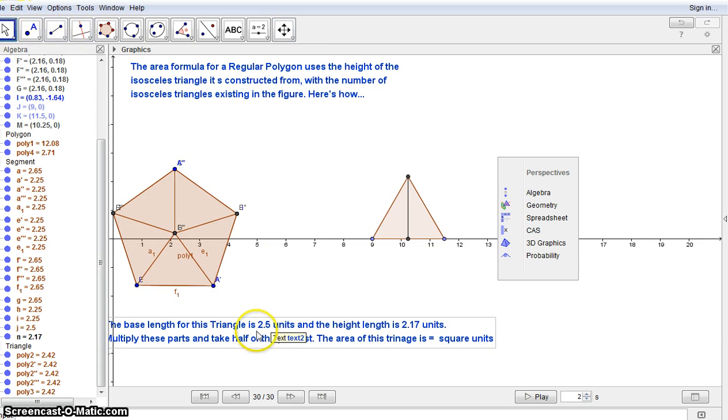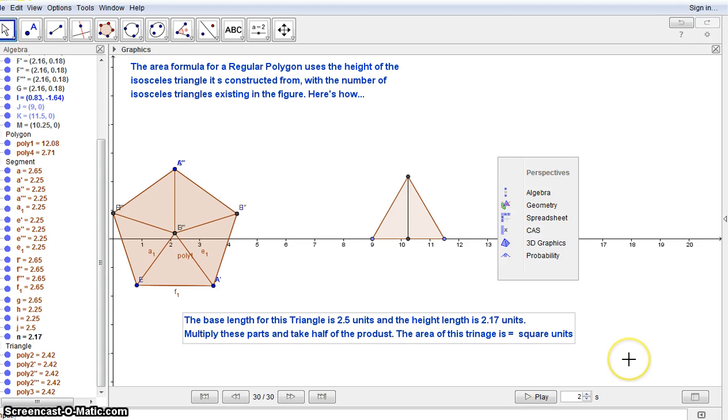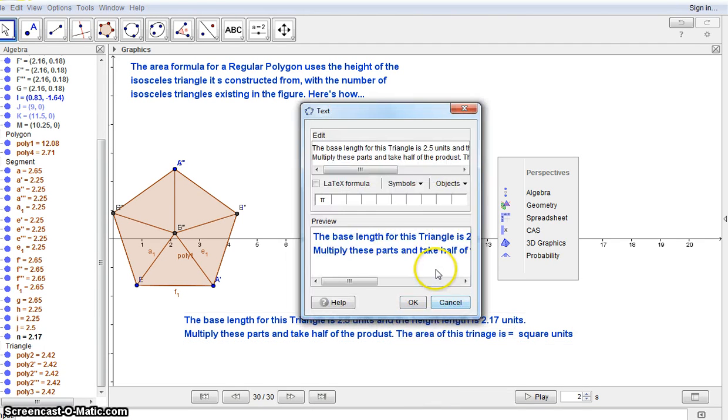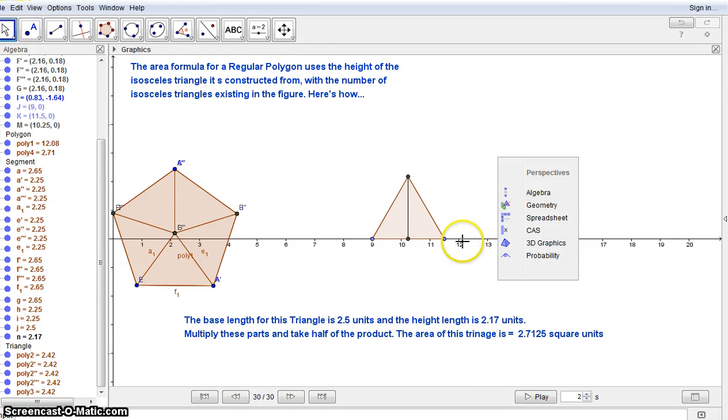We multiply them together. We take half. So go ahead and do that. Find me the area for this single triangle that has base length 2.5 and height length 2.17. Get your calculator out and we'll enter the area into this text box. 2.5 times 2.17, result divided by 2 gives you an area of 2.7125 square units for this figure.